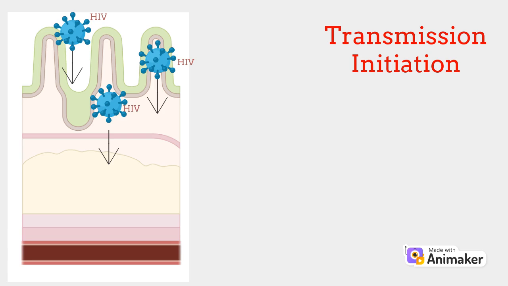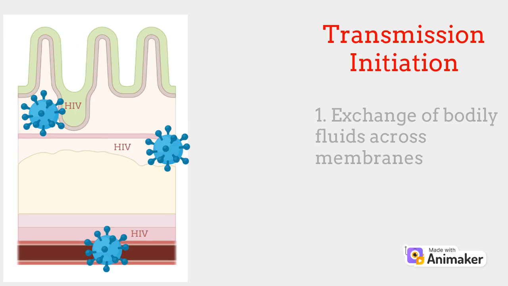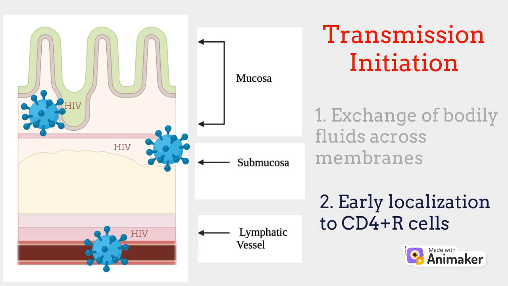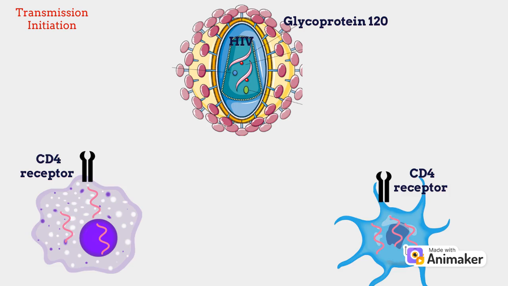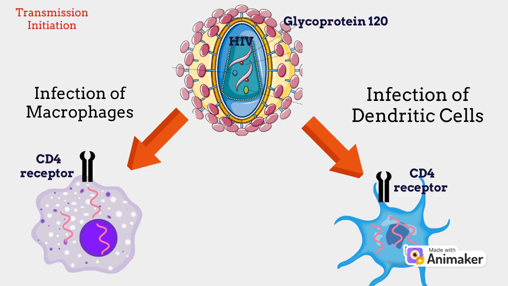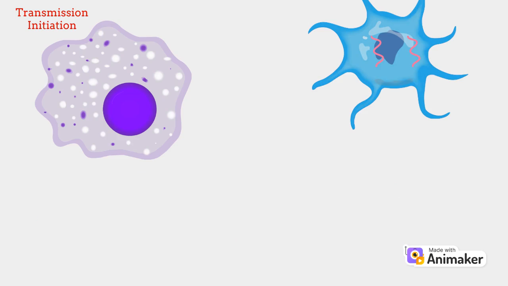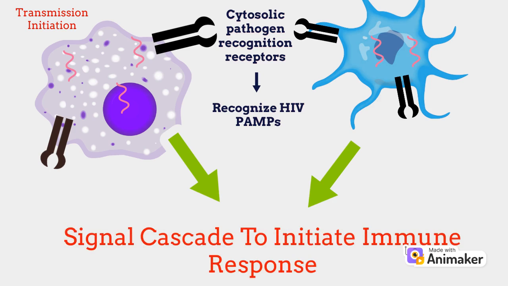Starting our journey in a mucosal membrane, the exchange of bodily fluids across the membrane can lead to HIV infections. In the early stage, infection is localized to cells expressing CD4 receptors, primarily in the mucosa, submucosa, and draining lymphatic tissues. Initial HIV contact with our immune cells occurs through an interaction between HIV's glycoprotein 120 and CD4 cell receptors on resident mucosal macrophages and dendritic cells, leading to membrane fusion and release of viral DNA into the host cell. These cells express cytosolic pathogen recognition receptors that are able to identify specific pathogen-associated molecular patterns exhibited by HIV, stimulating a series of signal cascades to initiate the immune response.